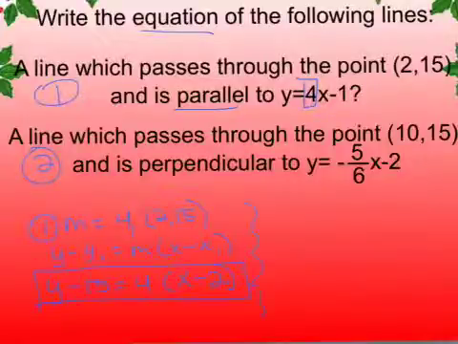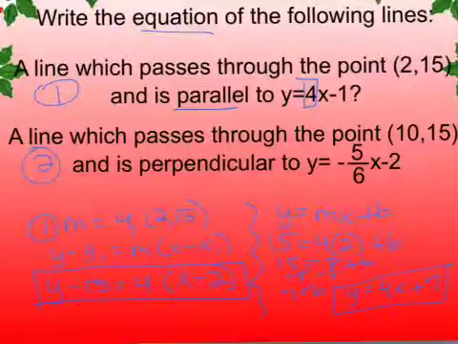The other way to solve this problem is to use slope-intercept form, because that's what most people are comfortable with, although point-slope in this case is easier. Plug in the slope that you want, which is 4. Plug in the point that you want, which is (2, 15), and solve for b. So you got 15 equals 8 plus b. Subtract the 8. You get that b equals 7. So that means y equals 4x plus 7 would be your equation.